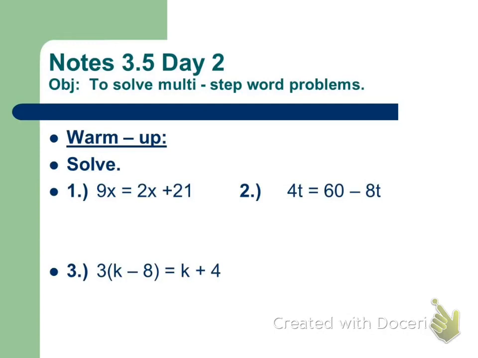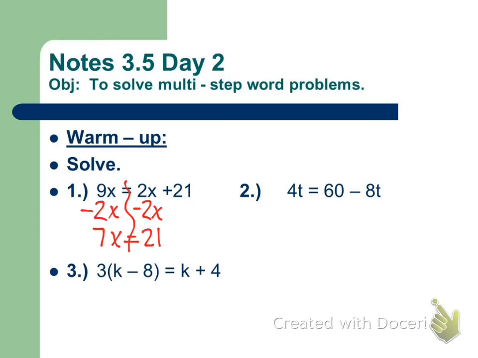Keon, how did you solve number 1? Okay, so we don't just subtract 2, right? We subtract 2x. Good. Seven x equals 21. Very good. And then what did you do next?